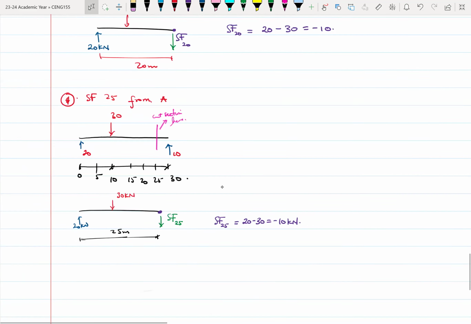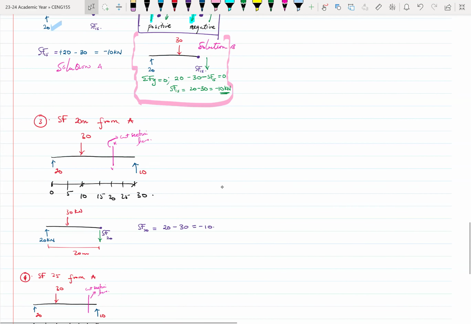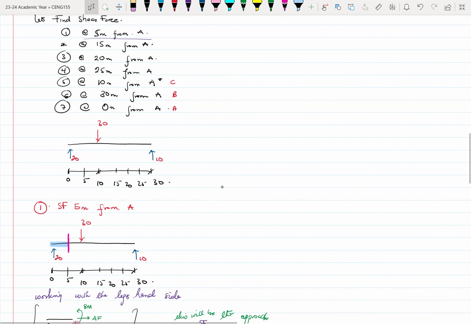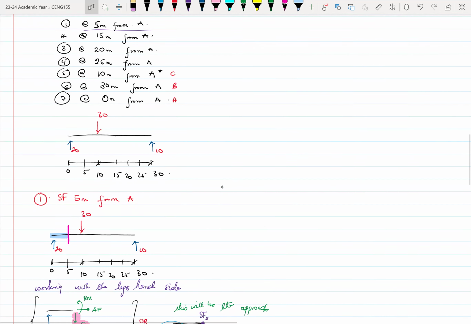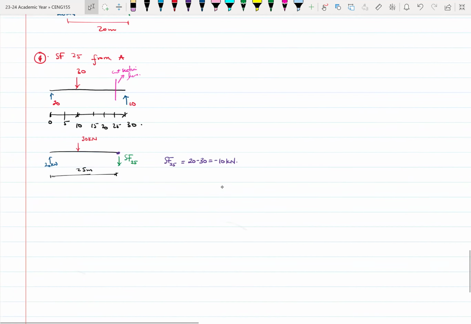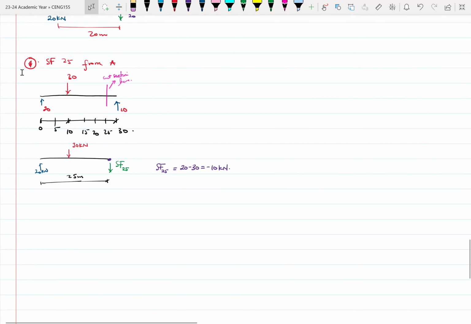Okay. So I think we've done 1, 2, 3, 4. Now we've gotten to the critical part, which is the 5. So that is 10 meters from A. Okay. So let me just copy and then paste again.